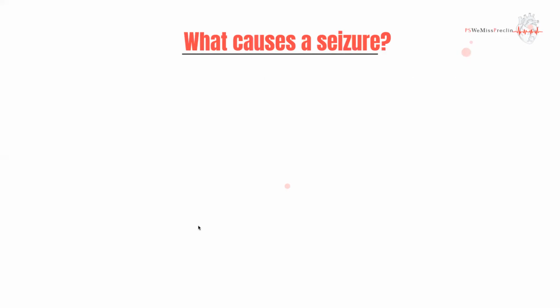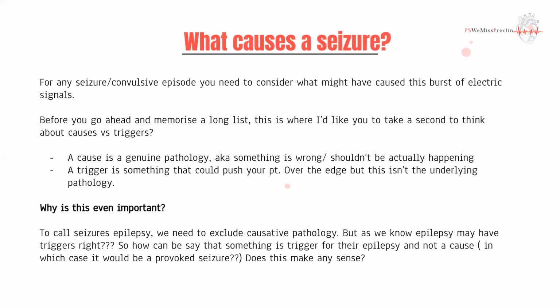Now, there's an emphasis on the unprovoked part, right? Because we need to consider what's causing these bursts of electric activity, what's normal, what's abnormal, and that's where that comes into the definition. So before you go ahead and memorize a long list of definitions and a list of triggers and causes, there's something you need to understand. We just said that in order for a seizure to be called epilepsy, it has to be unprovoked, right? Which means it should not have a cause that we can pinpoint.